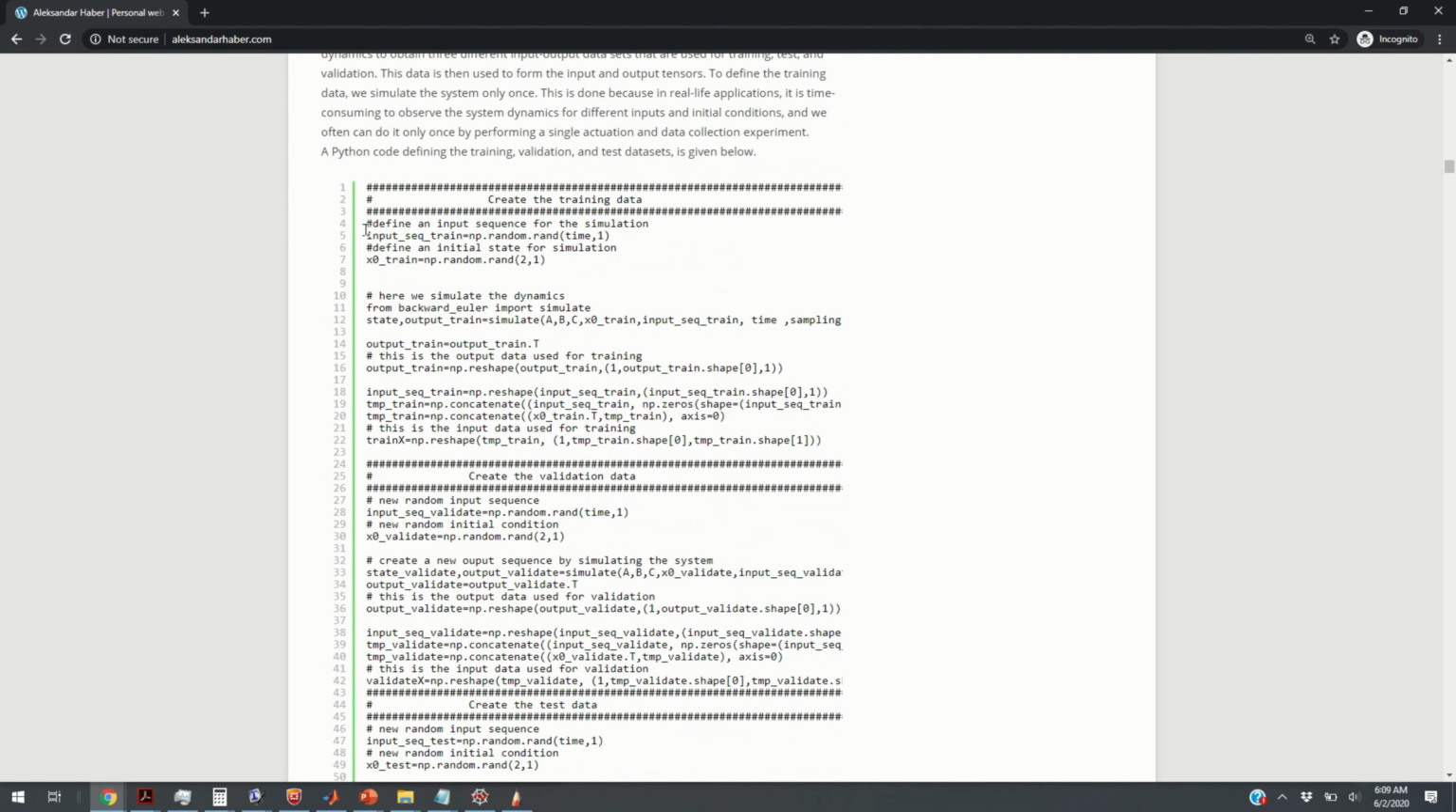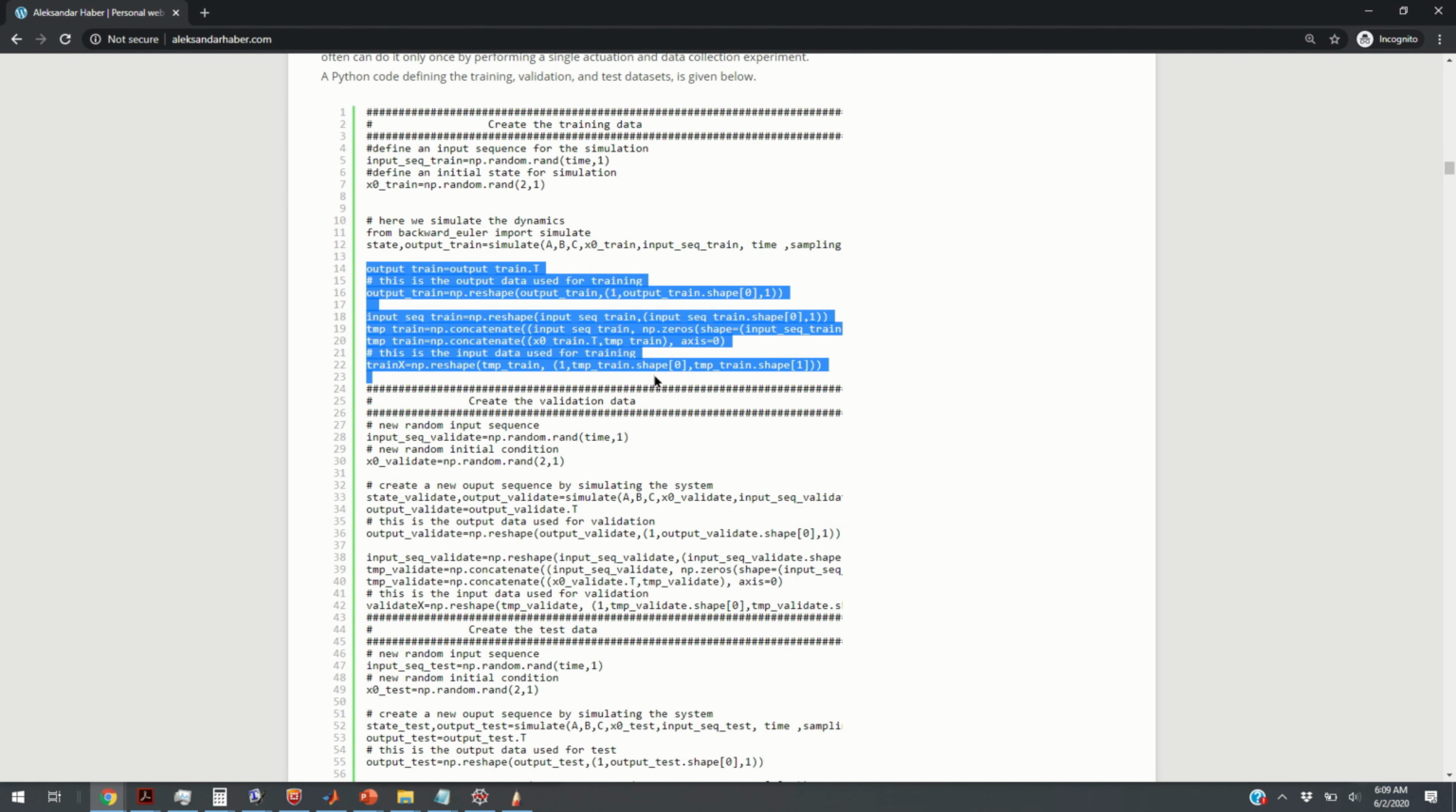On this code line, we define a random input signal of the dimension time. Time is 200. And we define a random initial condition: random position, random velocity for our state. Here we simulate the system to obtain the trajectory, the output trajectory or the displacement for a random input signal. And here we just organize the data. We reshape the data into the input-output data used for training.